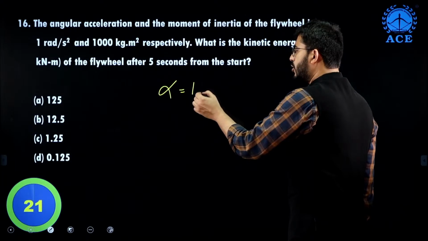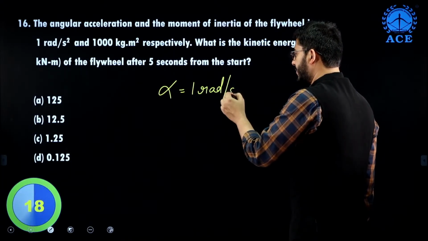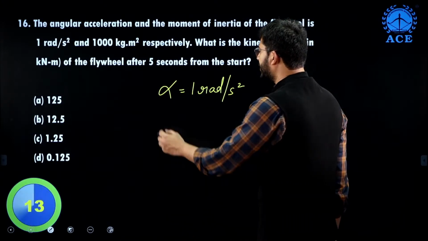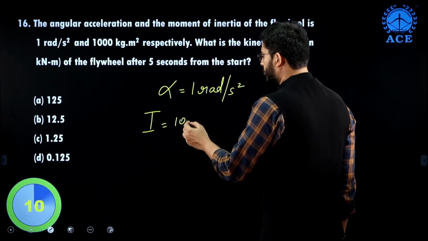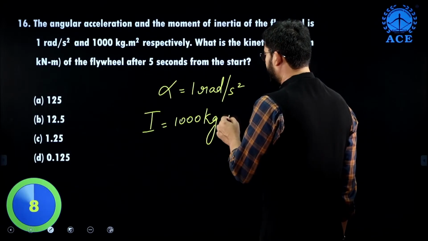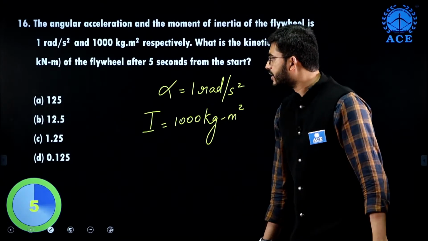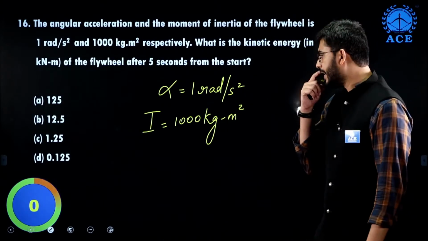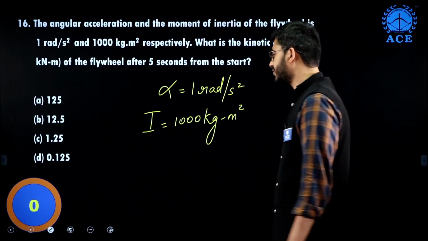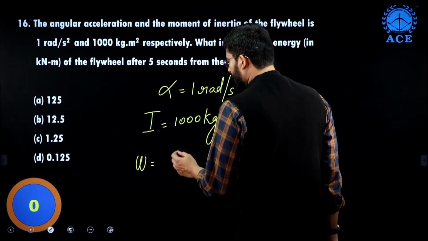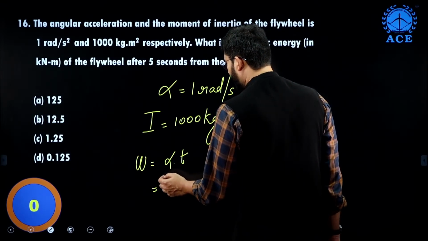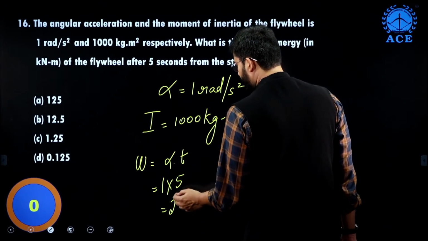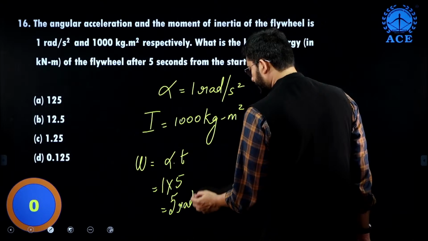Next one, the angular acceleration and moment of inertia of a flywheel: alpha is given to us as 1 radian per second square, and the moment of inertia is equal to 1000 kg meter square. Then what is the kinetic energy after 5 seconds from the start? They are asking you to compute the kinetic energy stored in the flywheel after 5 seconds of start. So omega will be equal to alpha times t, which is 1 into the time duration of 5 seconds. This is equal to 5 radians per second.